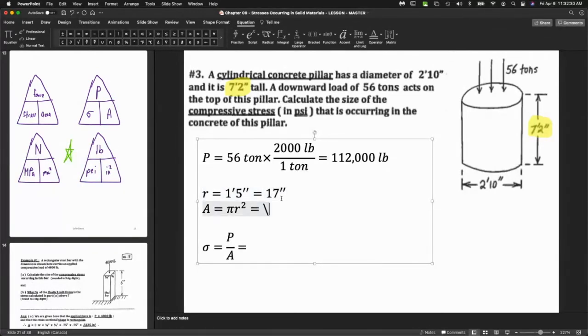So we have the goods here. That's pi, 17 inches squared. The reason I wanted inches is because my triangle here with the units, the base units for stress calculations in the imperial system are inches. So if we type all that out on our calculator, whoops, I did this earlier to save you a little bit of pauses.